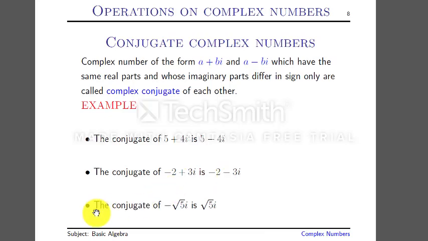The conjugate of -5 iota: this is a complex number whose real part is 0, but it is a complex number, so its complex conjugate is 5 iota. We have to change only the sign of the imaginary part.